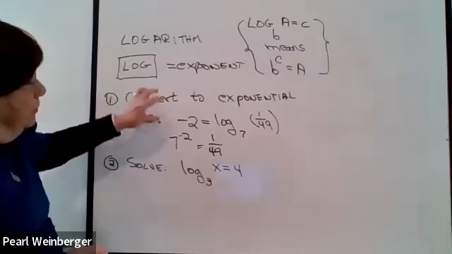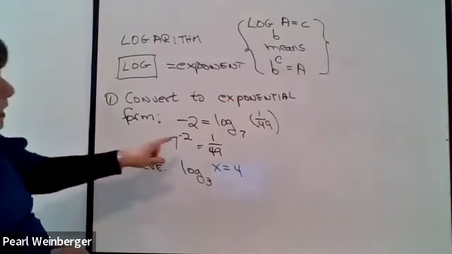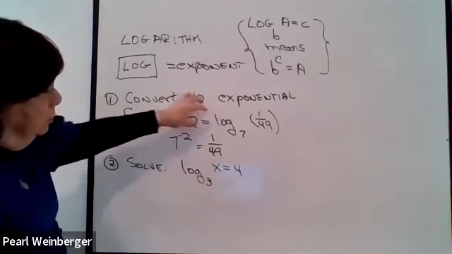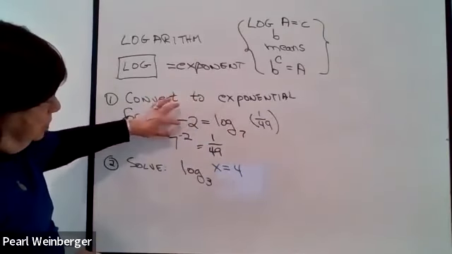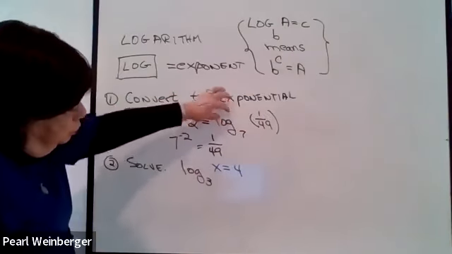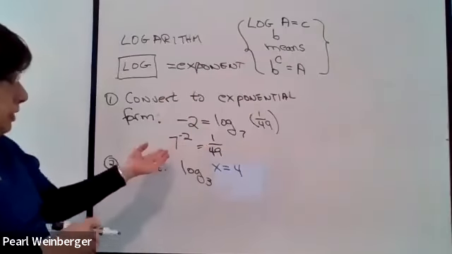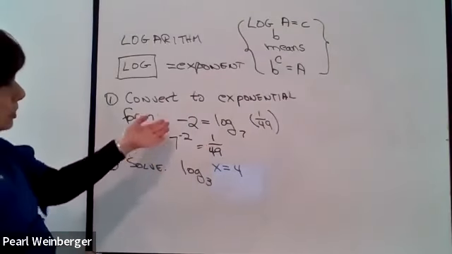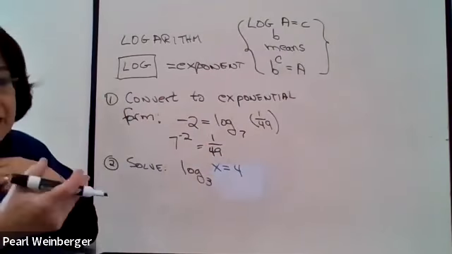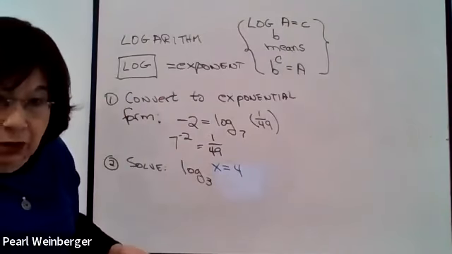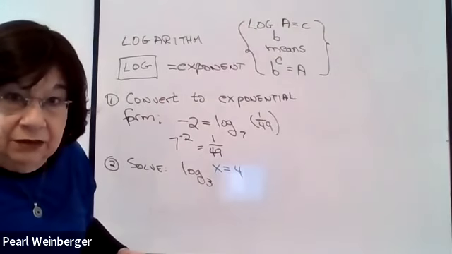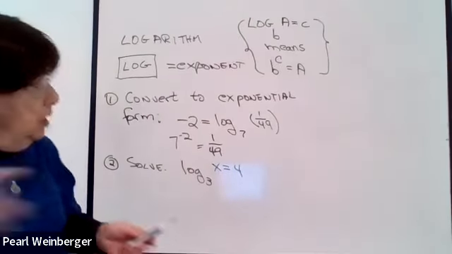Usually I put the word log first and the number next, but this is absolutely perfect. The base is 7. The number on the other side of the word log, what the log is equal to, is the exponent. So negative 2 is the exponent, and that equals the number next to the word log, which is 1 over 49.